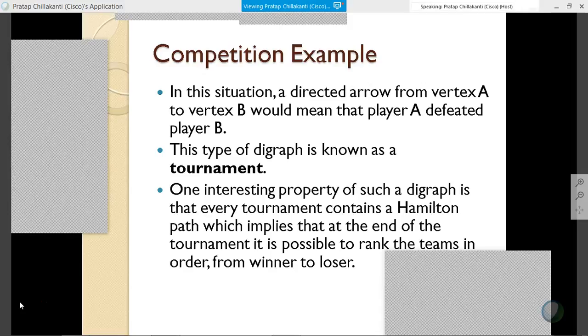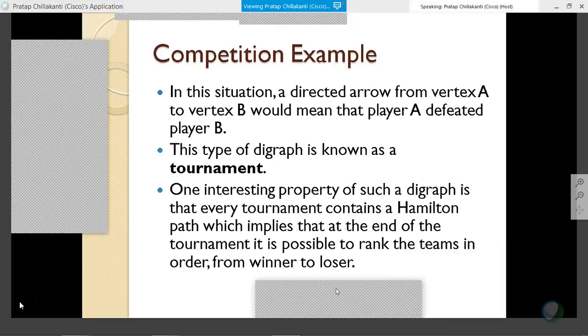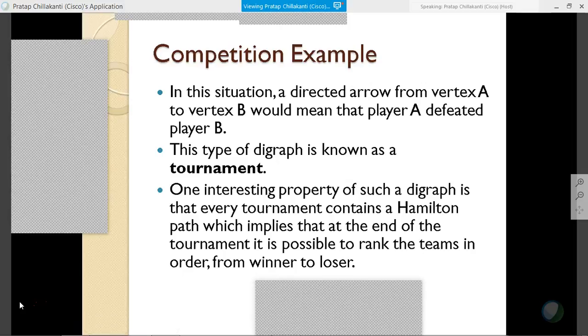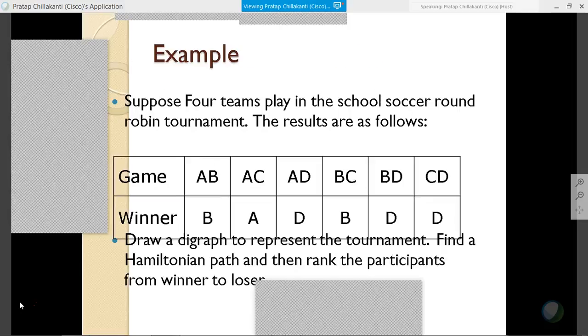They gave some examples about direction by using the concept of a directed arrow. In their definition, when you have a directed arrow from vertex A to vertex B, the arrow shows who defeated whom, starting from the start of the arrow. Now it turns out that every such graph contains a Hamiltonian path, okay? Once you have a Hamiltonian path, it's possible to rank the teams in order from winner to loser. I won't show you how to do all of those things, but this is the type of analysis that was done, okay?